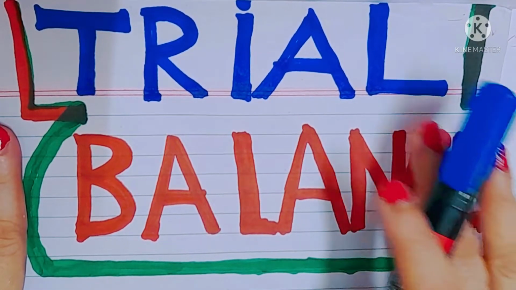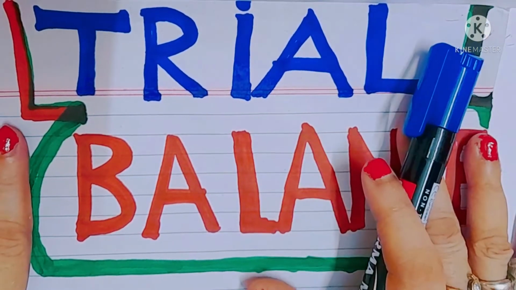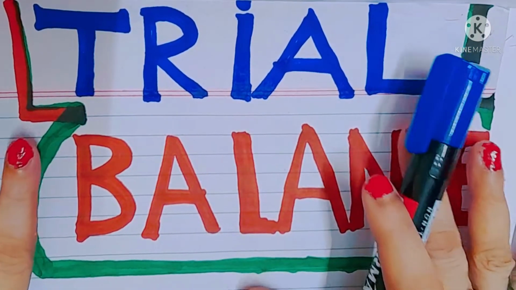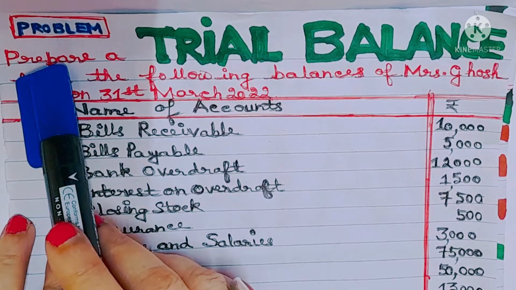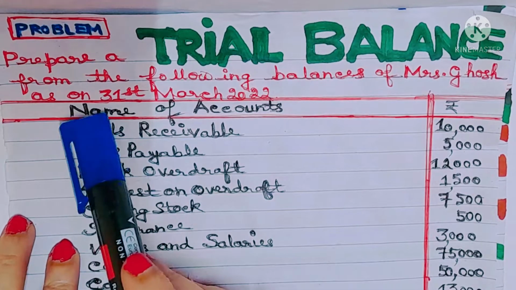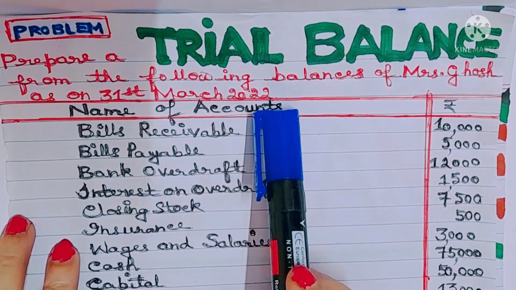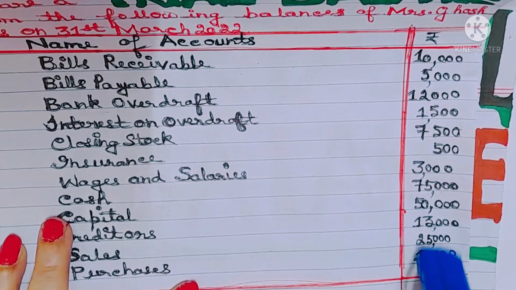In this video, I'm going to discuss how to solve a trial balance problem. So let's get started. Let's go through the problem. Prepare a trial balance from the following balances of Mrs. Ghosh as on 31st March 2022. The names of accounts are given here and the amounts are given here.